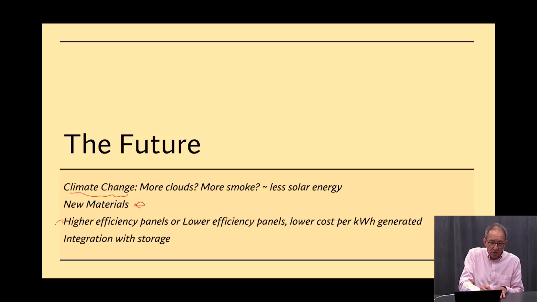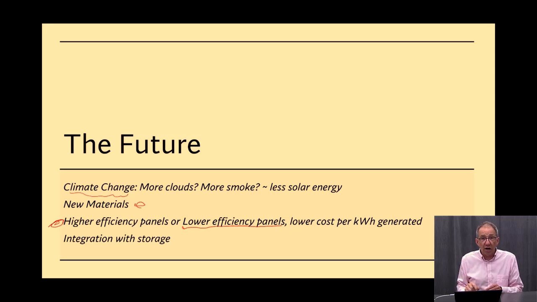Making panels higher efficiency. So the same panel, but higher efficiency would be better. That means there's less square meters or square feet of panel needed. This is one way to look at it, but the other way to look at it is maybe we want lower efficiency panels, but panels that make the electricity production cost less. So we're not looking for the most efficient solar panel. We're looking for the cheapest kilowatt hour.